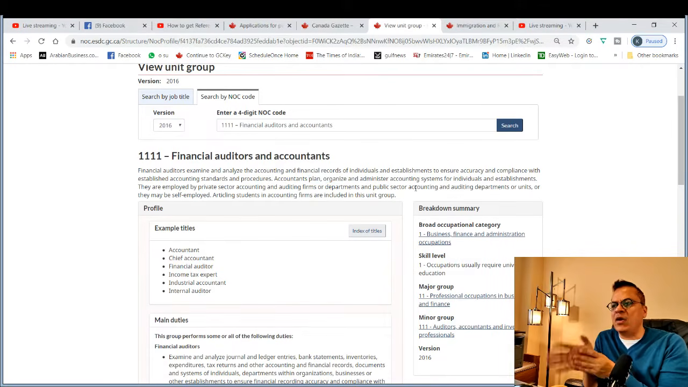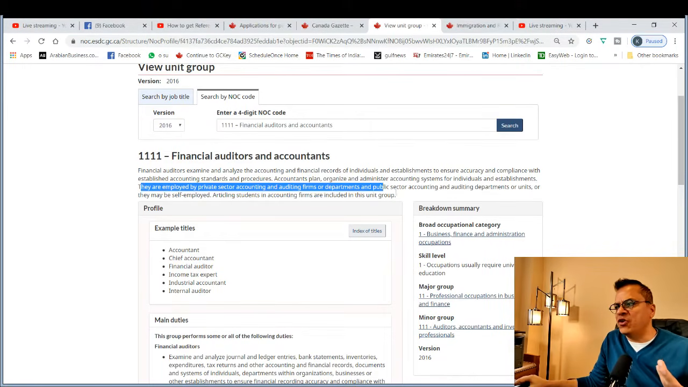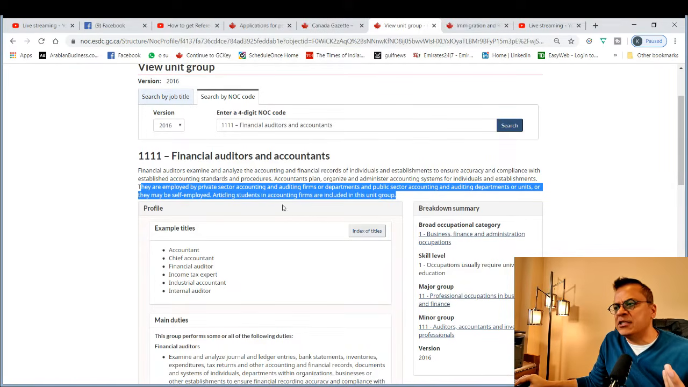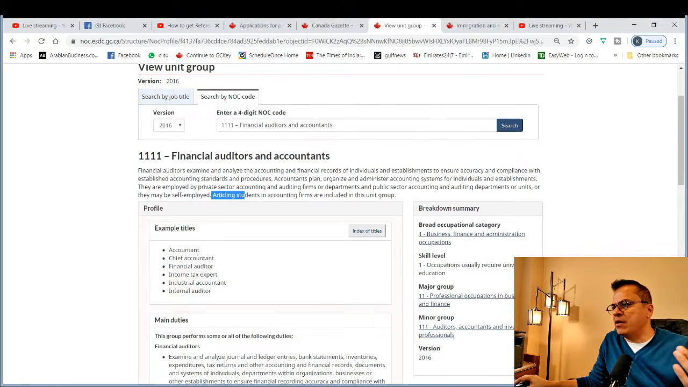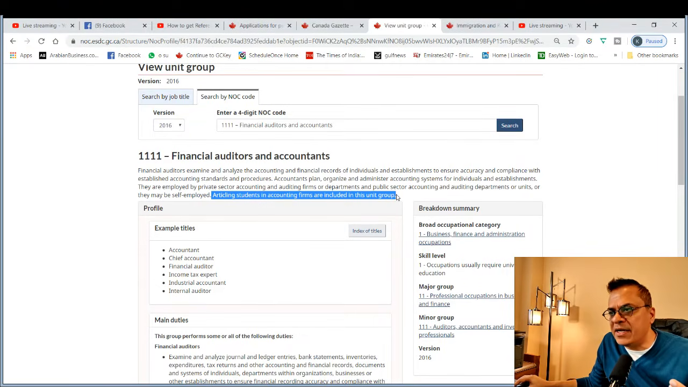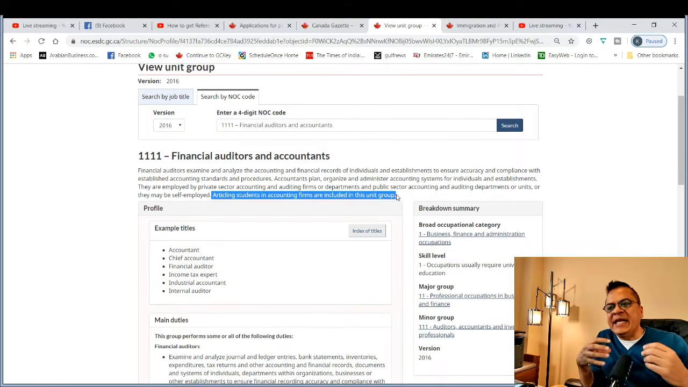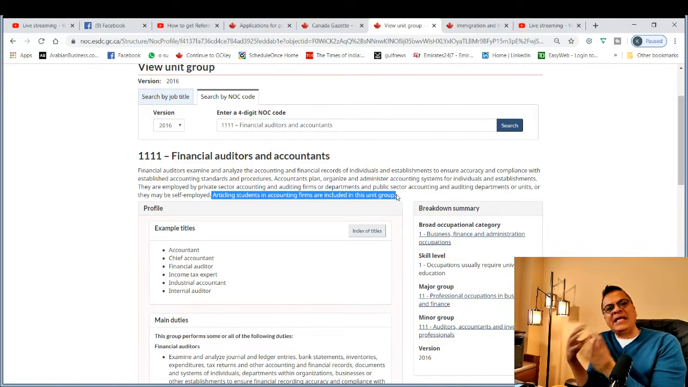And then further on it goes on to say where they are employed, where you will usually find them. They are employed by private sector accounting and auditing firms, private sector accounting and auditing departments, and so on. Now, a very important factor, it also covers this: articling students in accounting firms are included. So a lot of you who have been studying ACCA and chartered accountancy and giving your CA exam, in order to become a CA you will need to complete articleship, right? So your articling period can be considered valid work experience because it is covered under NOC 1111.